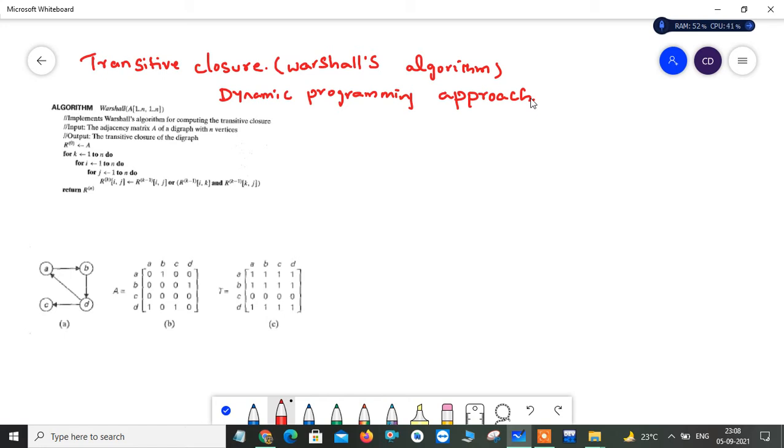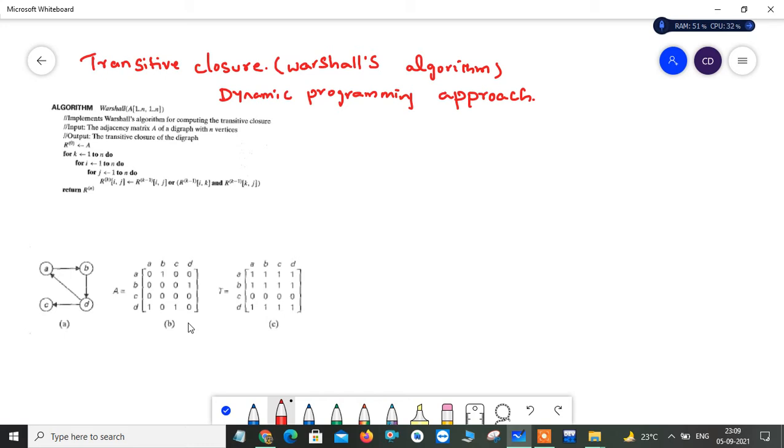So now we are using Warshall's algorithm. We are trying to find the transitive closure of a given directed graph. So this is an algorithm that will take an adjacency matrix as an input. So now we are implementing Warshall's algorithm for computing the transitive closure. So that is our algorithm's purpose.